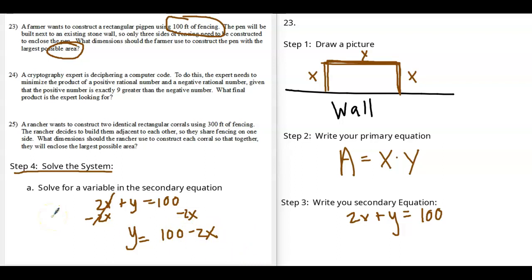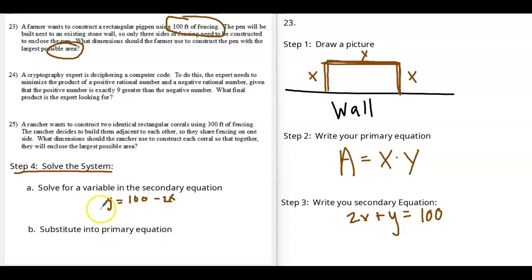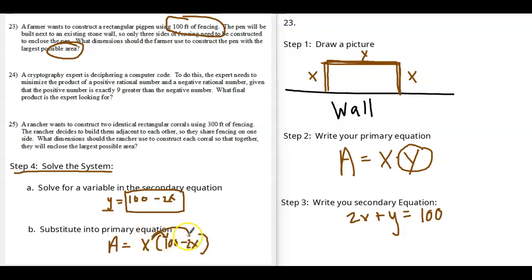So that's the first thing that you're going to do. The next thing you're going to do is take this value here and substitute it into the other equation. What do I mean by that? If y equals 100 minus 2x, I can replace the y in my primary equation with 100 minus 2x. So it's going to be A equals x times y, but instead of y now I'm going to put 100 minus 2x. From there we're going to simplify it by distributing, so let's do that.